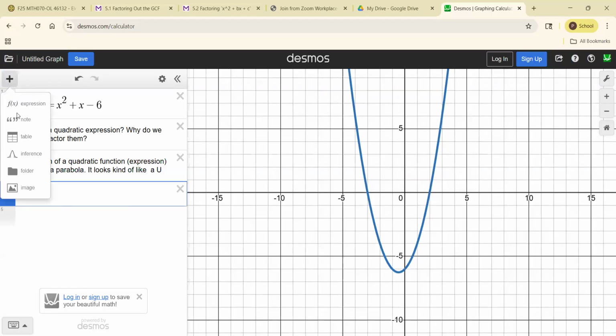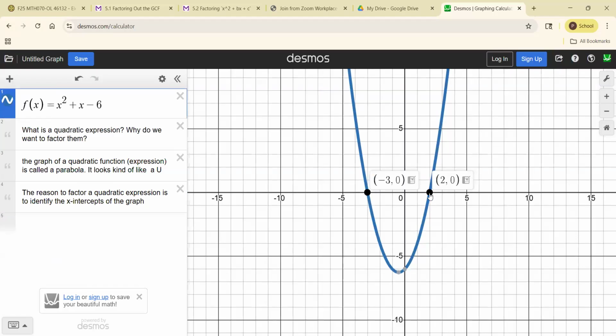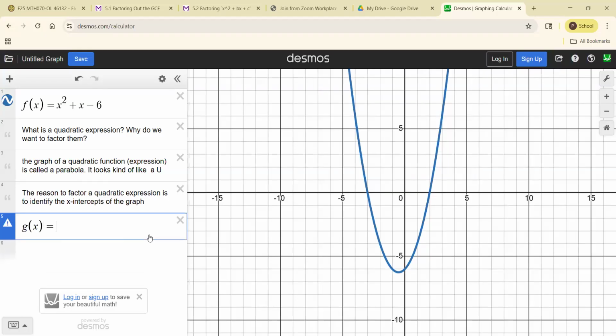And this is the key. The reason to factor a quadratic expression is to identify the x-intercepts of the graph. In my next video, I'm going to show you how you factor that quadratic expression by hand. But what I want you to remember is the whole reason we're doing it is so we can identify the places on the function where the output is 0. We are identifying the x-intercepts. And in fact, I can write this whole function using the x-intercepts. I have an x-intercept of -3 and an x-intercept of 2.